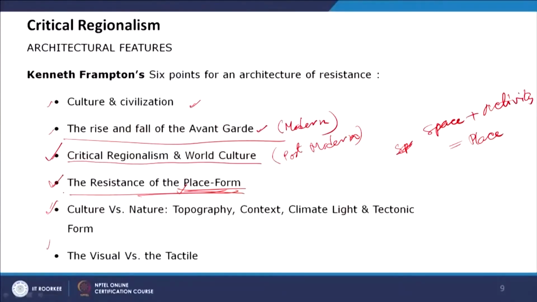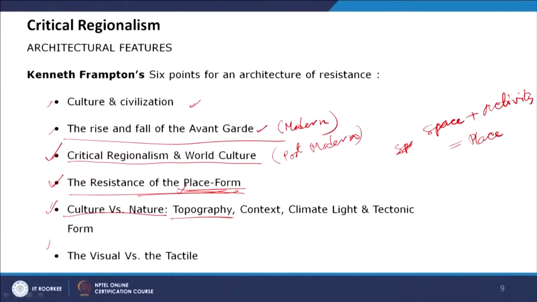Then culture versus nature. It's not culture on one side and nature on the other. Culture and nature both impact placemaking in urban design, or at a much more macro, planning level, but this also impacts in a critical regionalism way.